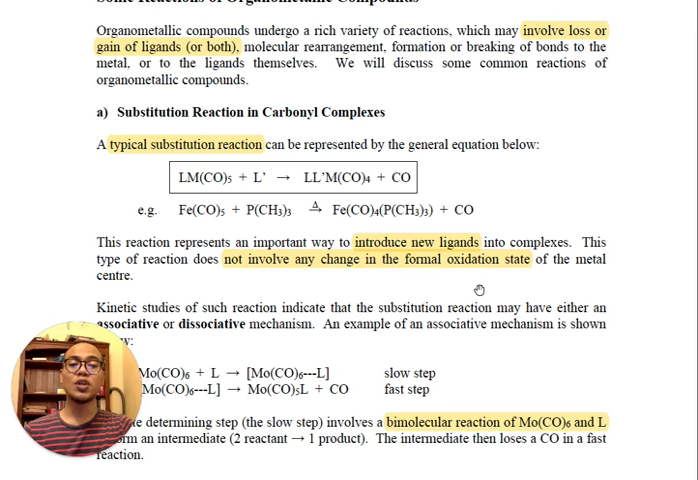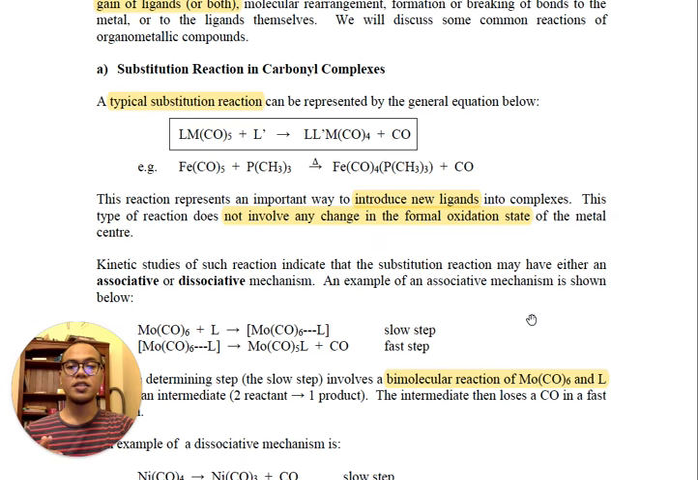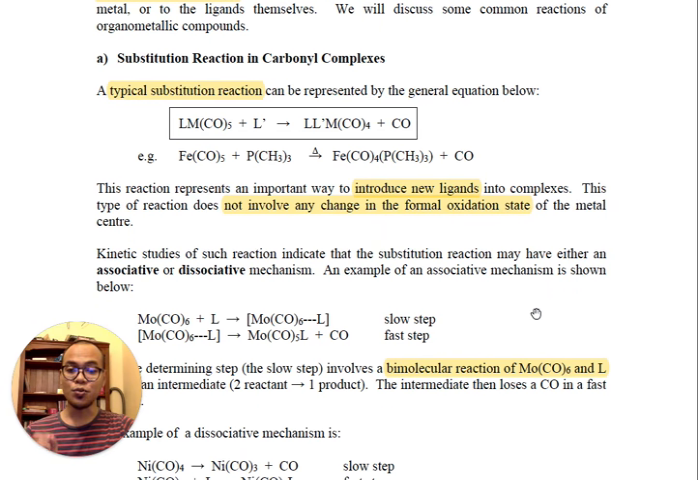This is used especially when you want to introduce new ligands into complexes. For this type of reaction, there will be no change in terms of oxidation state. The oxidation state of your metal, in this case iron, will remain the same throughout the whole process. Be it reactant, be it product, there is no change in oxidation state. So that is substitution reaction, substituting the existing ligand in your metal complexes with the new one.